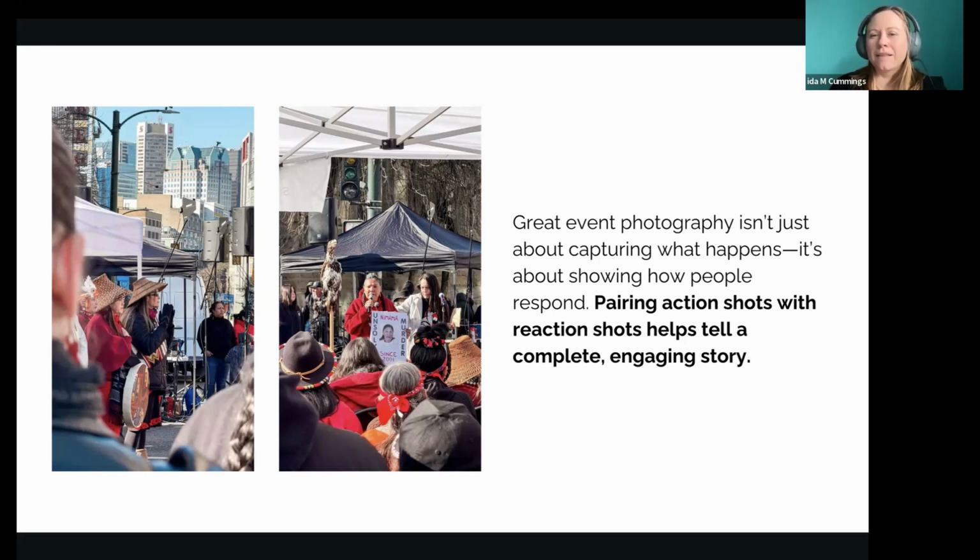The more you can make an emotional connection between the story and how people are feeling, what the mood of it is, the more your photos will resonate with the people that are there.